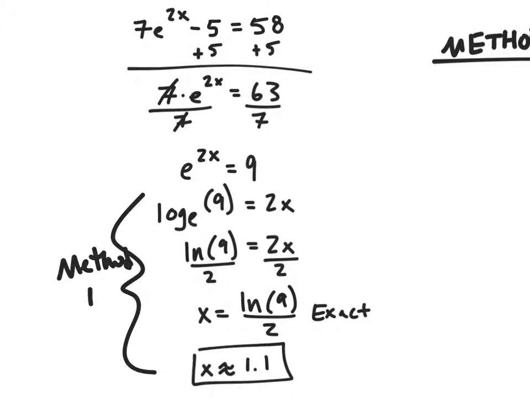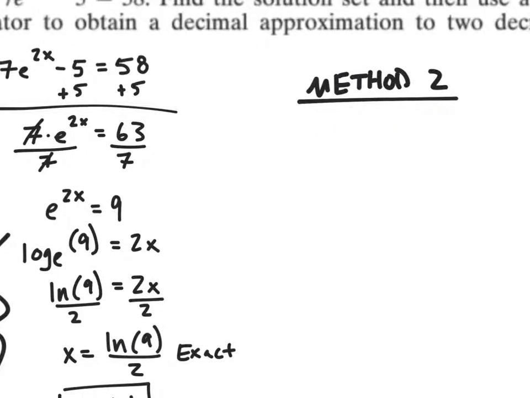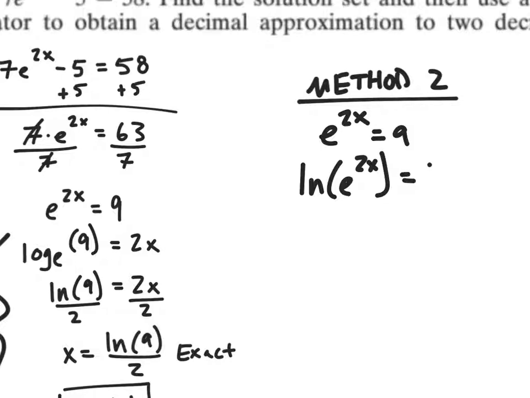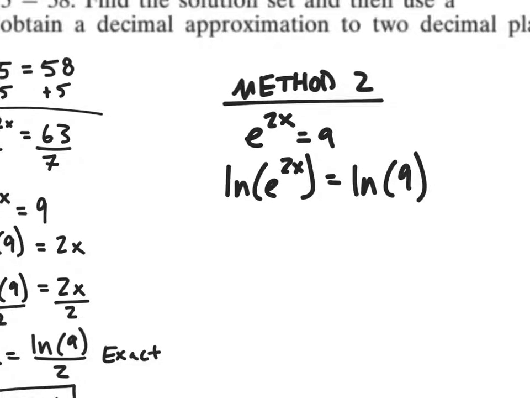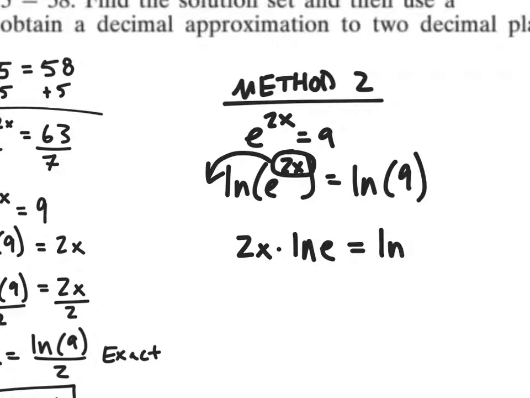Method 1. So you got options here. So I'm going to do e to the 2x is equal to 9. And what I'm going to do is apply the natural log to both sides. So the natural log of e to the 2x is equal to the natural log of 9. Now we'll get the same answer, but just getting it a different way. What we can do is bring out this 2x as a multiplier out front. So 2x times the natural log of e is equal to the natural log of 9.